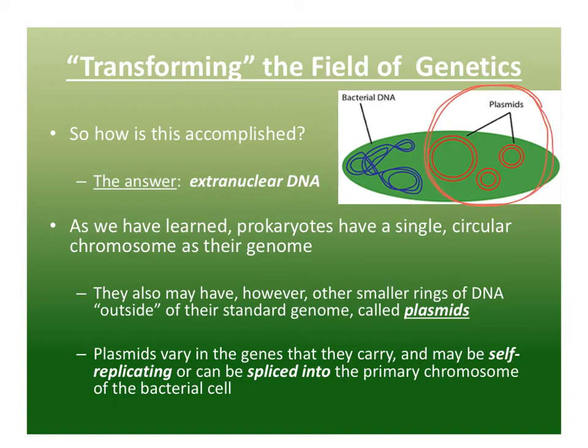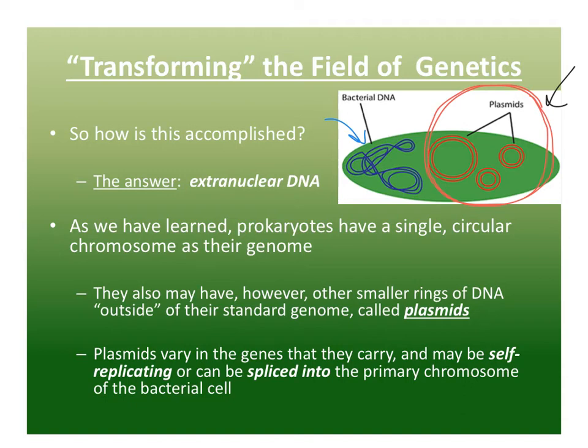But unlike our cells, bacteria have a single circular chromosome to start with, but then they also have these small loops of double-stranded DNA called plasmids. And these little loops, these little rings, are found outside of the standard genome, so outside of the normal genes of the bacterium. And these plasmids can carry several different genes.